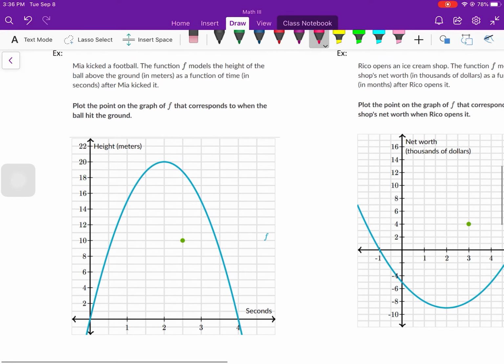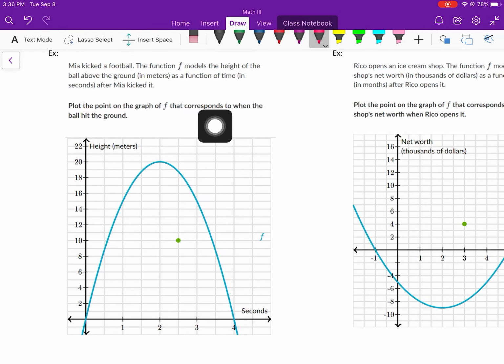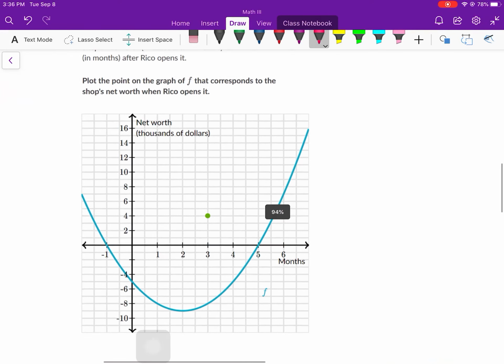So here we go. Plot the point on the graph of f that corresponds to when the ball hit the ground. So Mia kicked the football. The function f models the height of the ball above the ground as a function of time after Mia kicked it. So right here, the ball starts on the ground. She kicks it, it goes up into the air. We're going to put this point when it hits the ground. So it hits the ground right here. So that's not too bad. Let's look at this one.